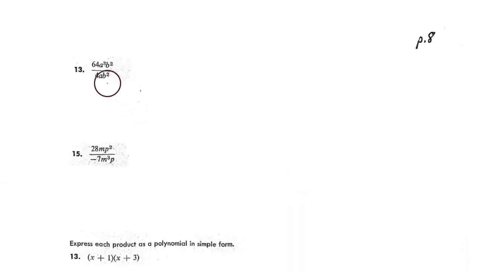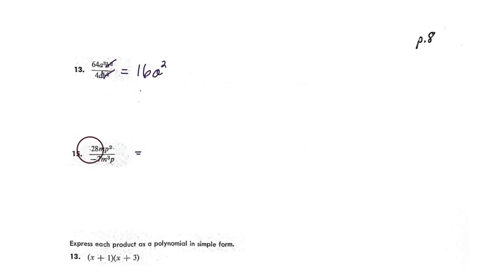This one's a dividing problem, so start with your normal coefficients. 64 divided by 4 is 16. Now do your variables. A cubed divided by a to the 1 makes a to the 2 when you subtract exponents. B to the 2 divided by b to the 2 cancels away when you subtract exponents.